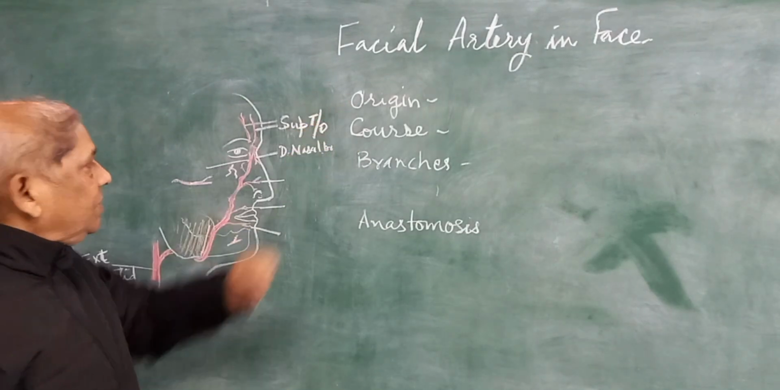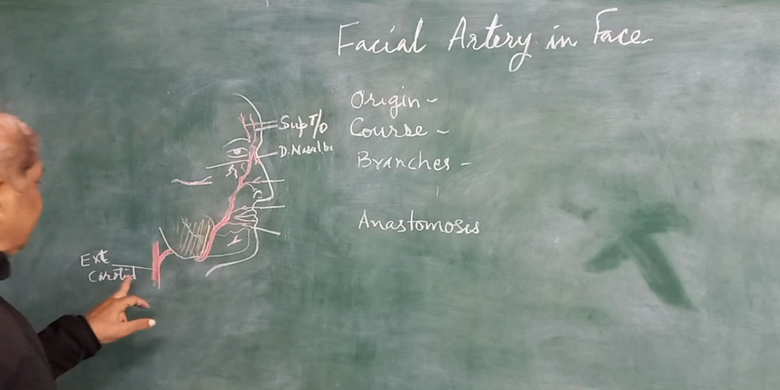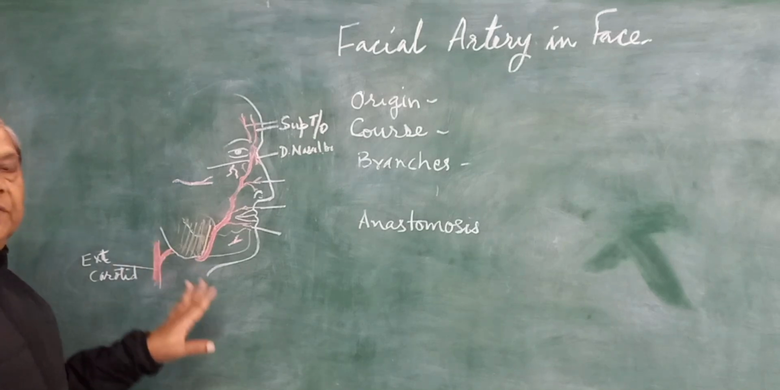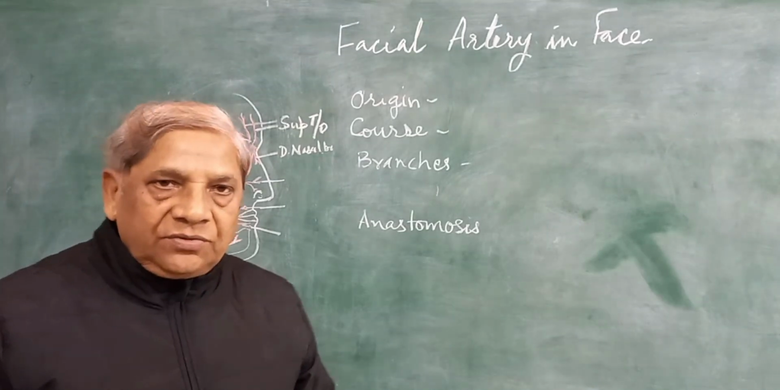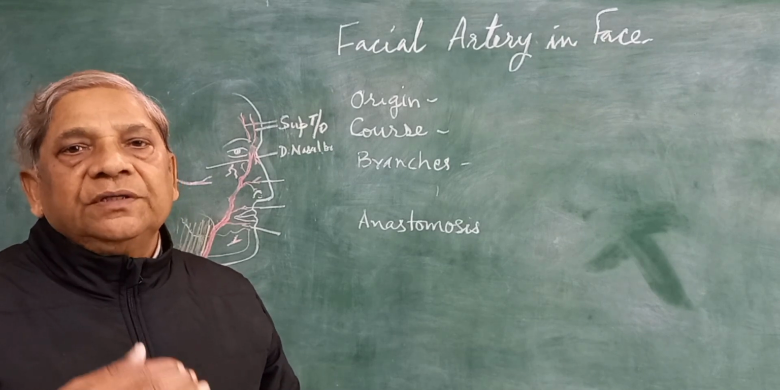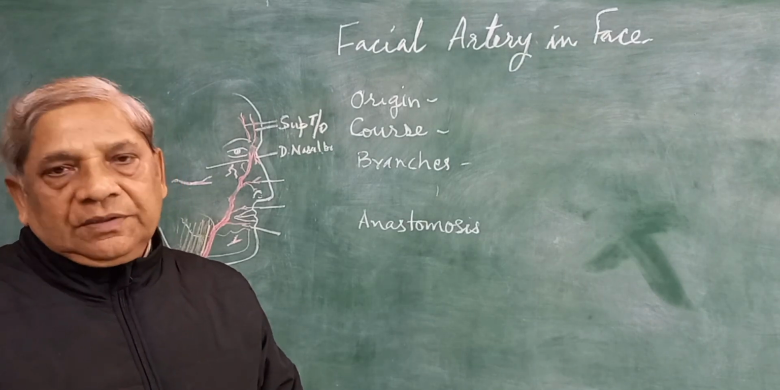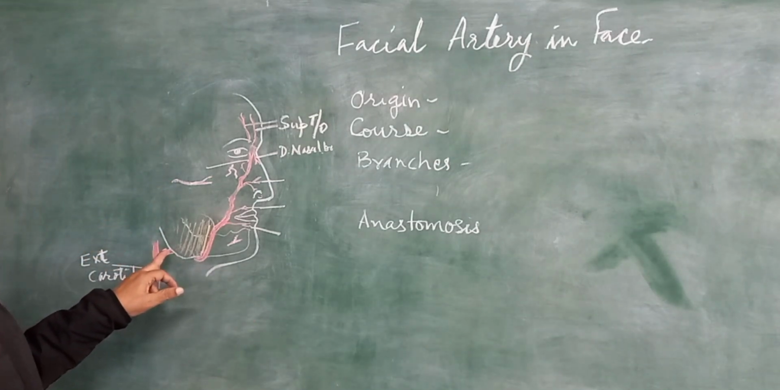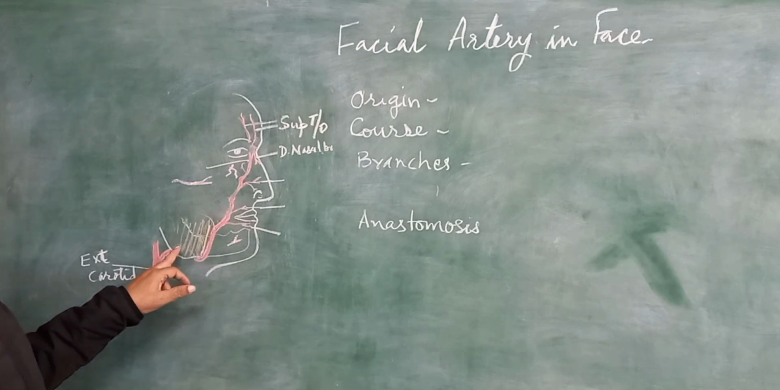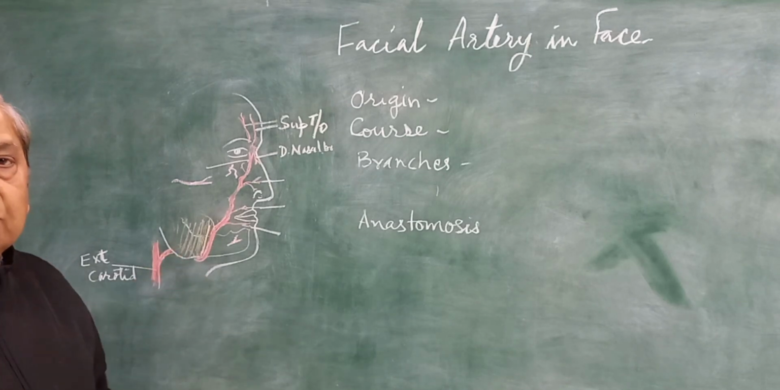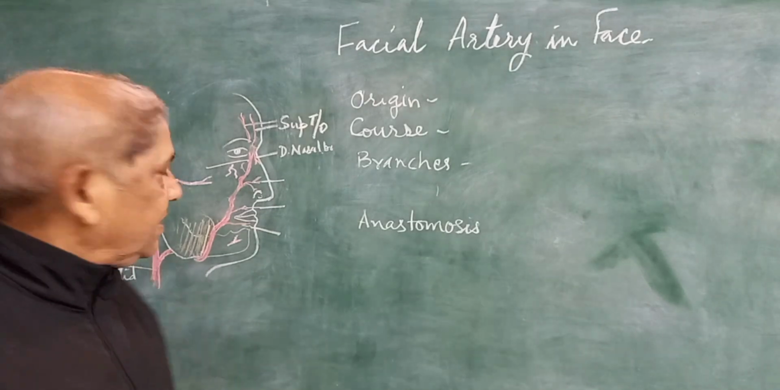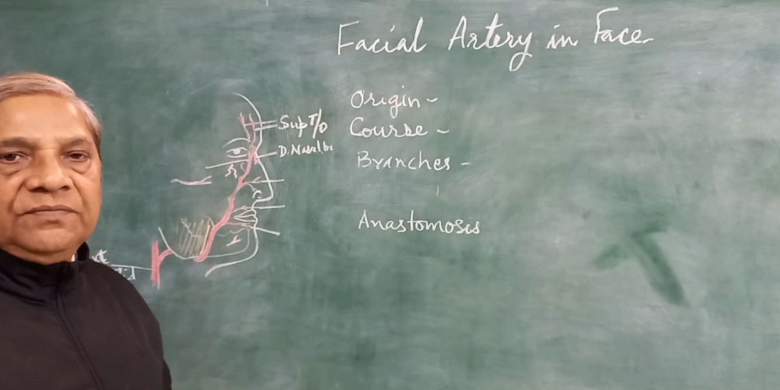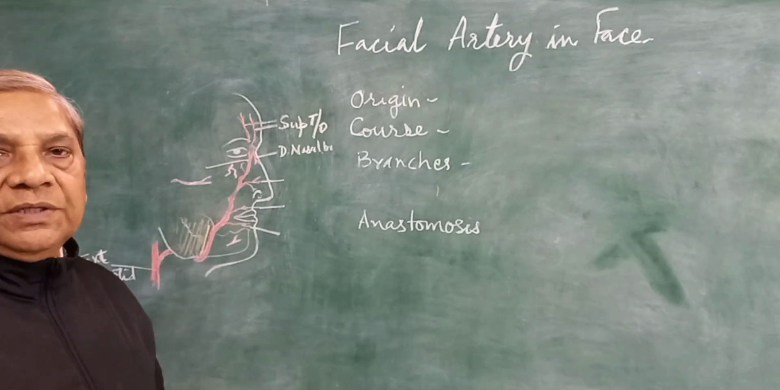If we see the origin, the facial artery arises from the external carotid artery, which lies in the carotid triangle. This branch is given at the level of the greater cornu of the hyoid bone, and then this artery runs upwards and forward in the neck, and comes deep to the mandible in the submandibular region. There the facial artery lies in close approximation to the submandibular gland.